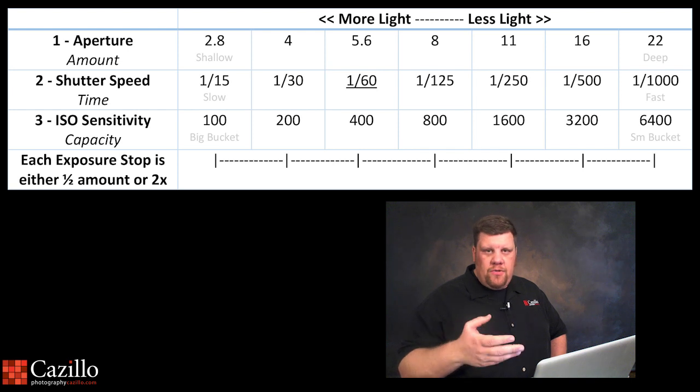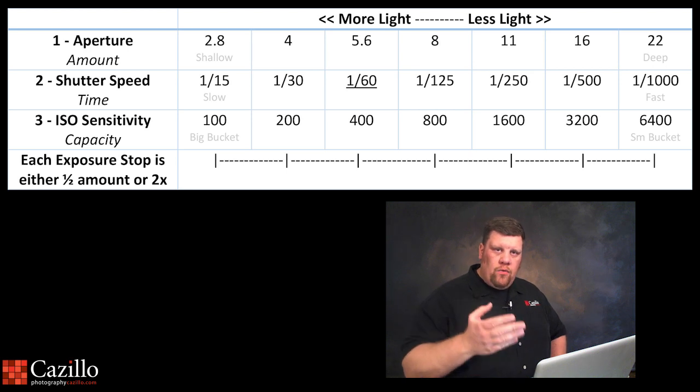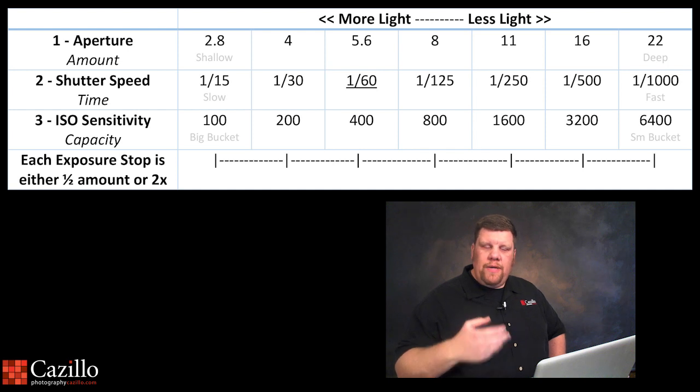Not only does the aperture control the amount of light coming in, it also controls our depth of field. At 2.8, or a smaller number, we get a shallower depth of field. At f22, we get a deeper depth of field, where we get everything in focus.